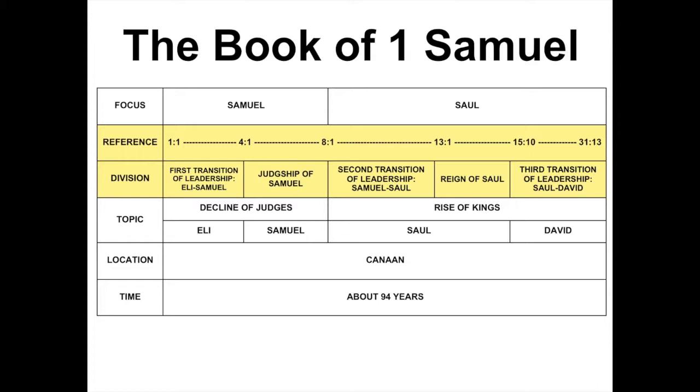But then with chapter 15, you have a third transition of leadership from Saul to David, where you see that even though Saul remained on the throne of Israel, the anointing and the favor of God passed from Saul to David.